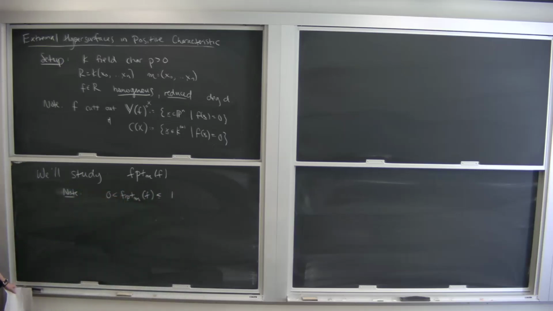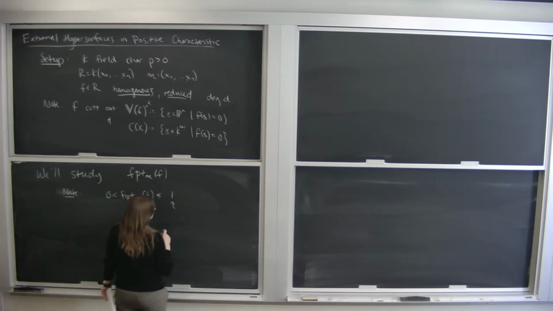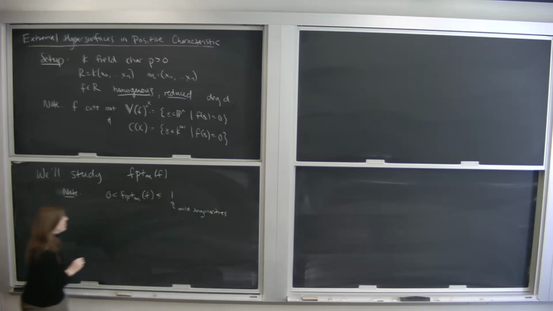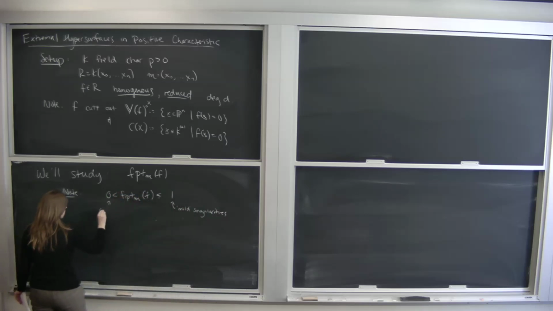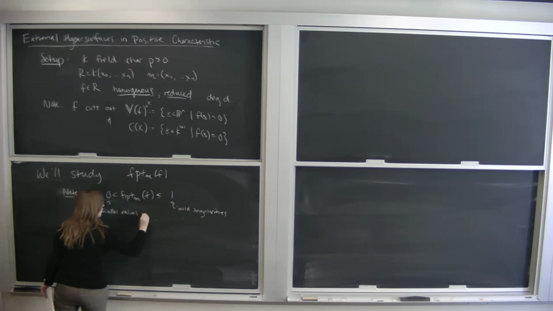In general, this is some invariant that varies between 0 and 1. Being 1 means that you're either smooth at the point M, or you have mild singularities, depending on who you ask what their conditions are. And then this can get worse as I get closer to 0, meaning worse singularities.